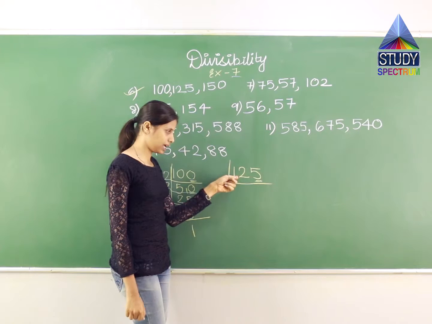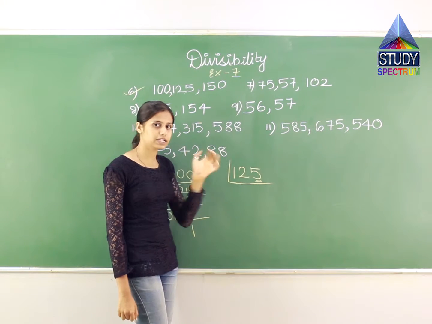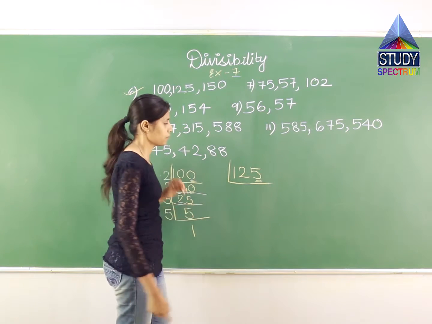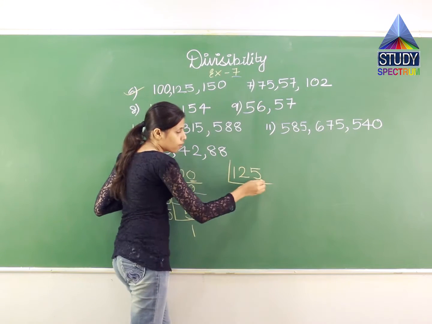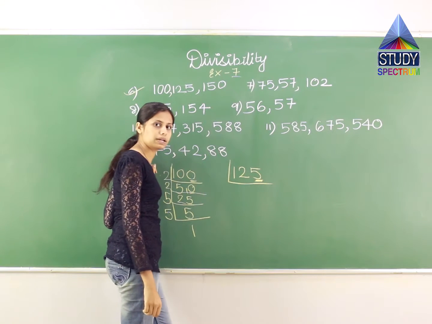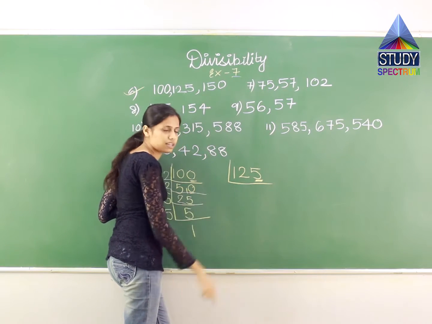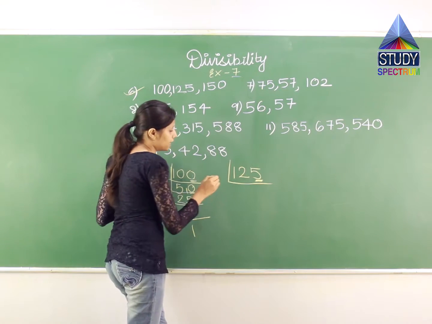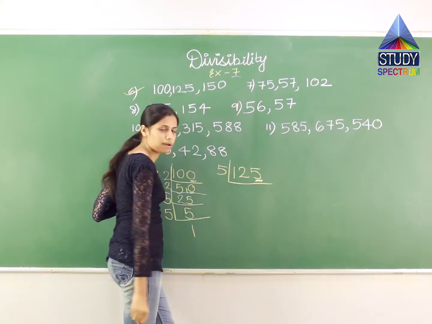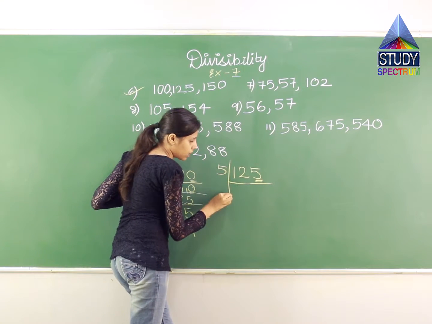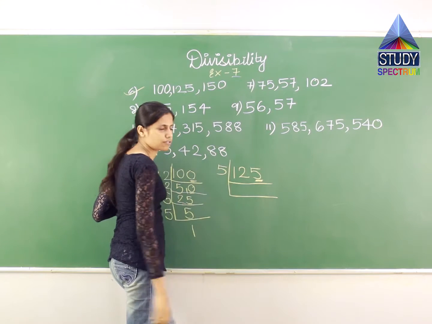But 3 plus 5 gives me 8. 8 is not divisible by 3. So I can say that 125 is not divisible by 3. Now what about 4? The first condition is the last number should be an even number for a number to be divisible by 4. 5 is not an even number. So 125 again cannot be divided by 4. Let us check whether I can divide 125 by 5. I can divide 125 by 5, right?